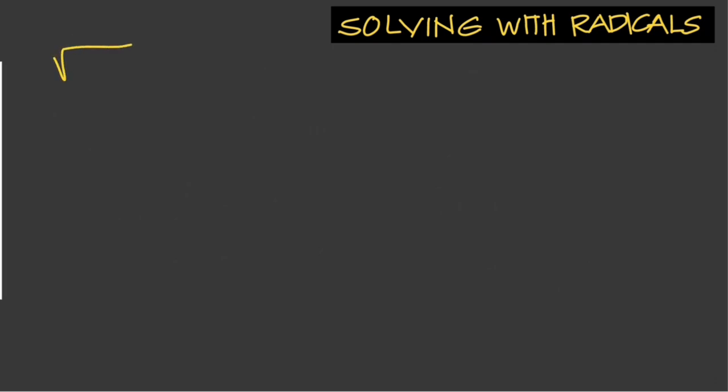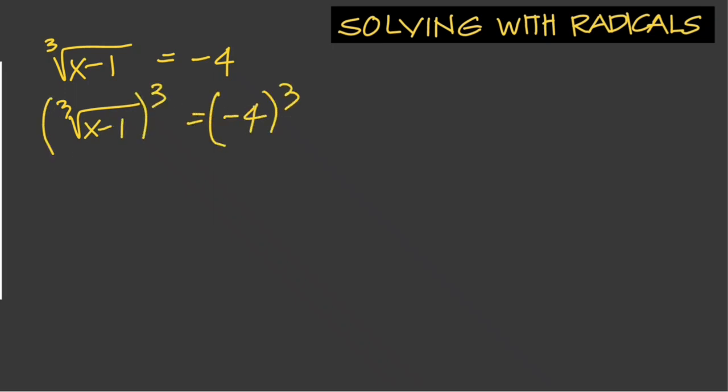Okay, what if we're given cube root of x minus 1 equals negative 4? So we have an odd index here, so we don't need to check our answer. All we have to do is cube both sides. So that is cube root of x minus 1 raised to the power of 3 equals negative 4 cubed. Cube root of x minus 1 raised to the power of 3 is just equal to x minus 1, and then negative 4 cubed is just equal to negative 64.